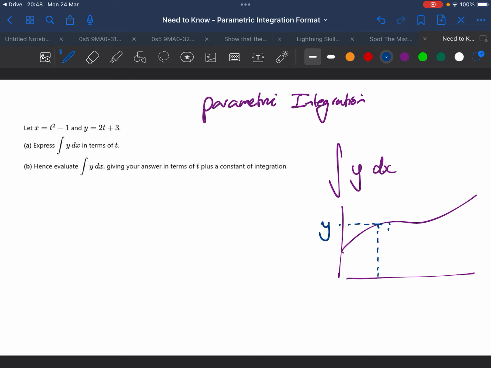And dx, think of dx a little bit sort of like the width of the rectangles. Okay, think of integration as these rectangles being infinitesimally small and there being lots of them all added together. Okay, now when we do this, how do we normally do this?